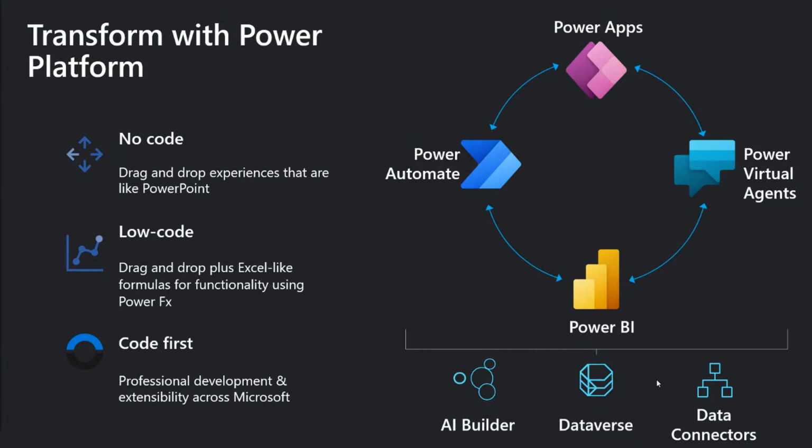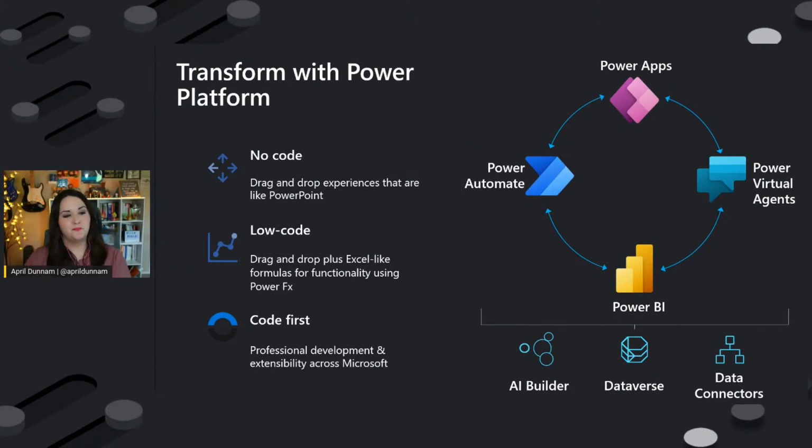This is a low-code way of adding AI into your applications. We have some pre-built models that you can utilize to do things like object detection and form processing and prediction and category classification. And then what we're going to be focusing on today, the last thing that they all share, is data connectors. These are the building blocks that allow us to connect services into the Power Platform. And we'll talk way more about that in a second.